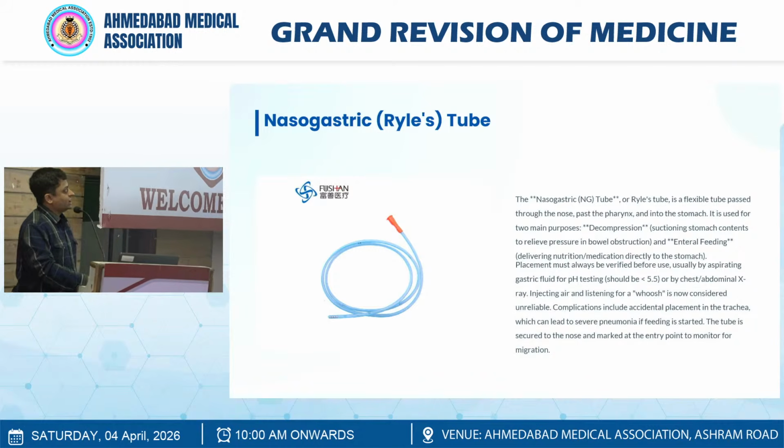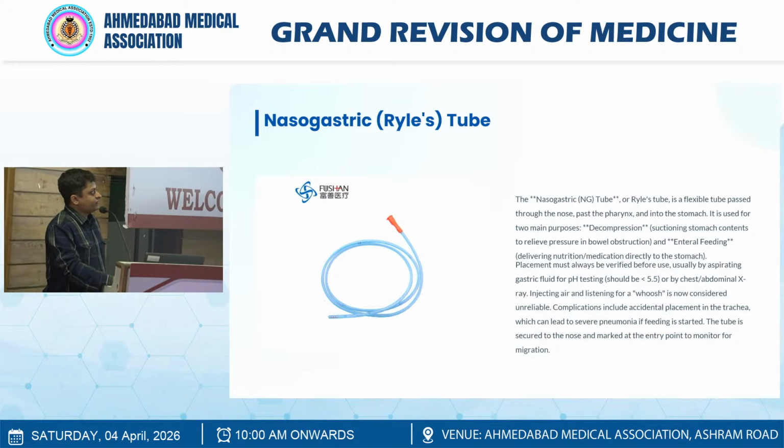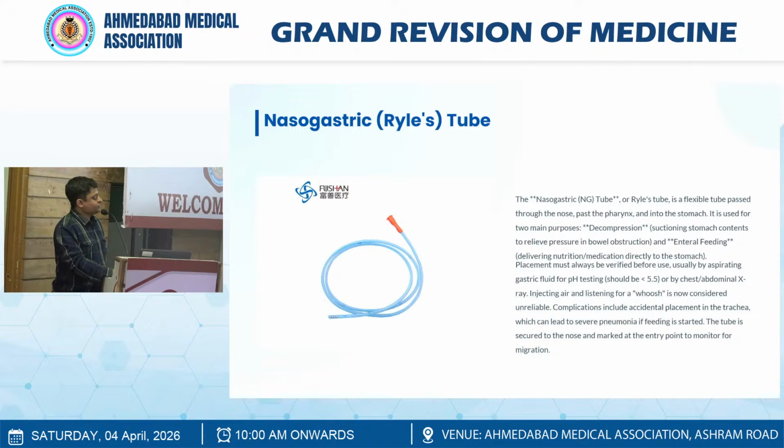Ryle's tube, RT. Nasogastric tube or Ryle's tube is a flexible tube passed through the nose, past the pharynx and into the stomach. It is used for two main purposes: decompression and enteral feeding. Placement is confirmed by gastric fluid pH testing or by chest and abdominal X-ray.